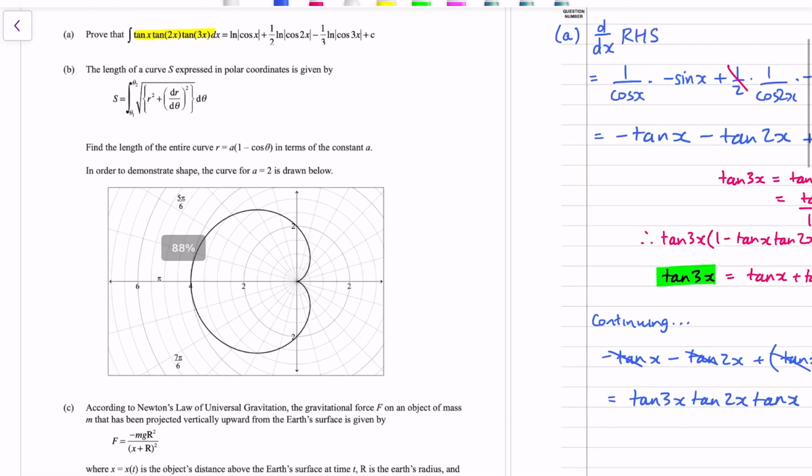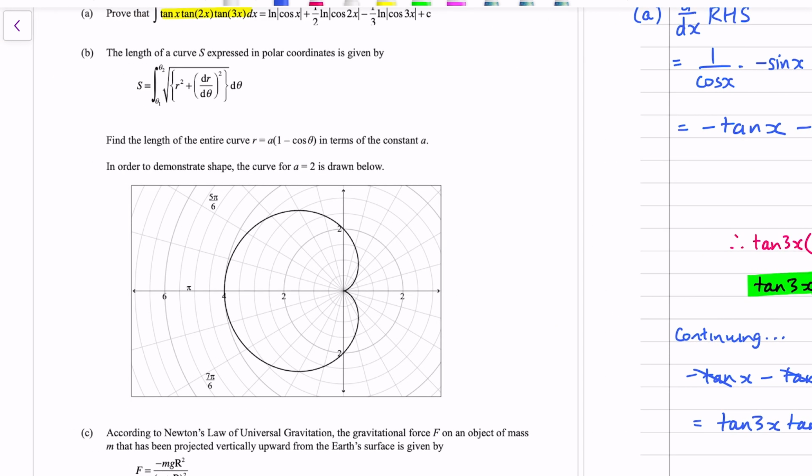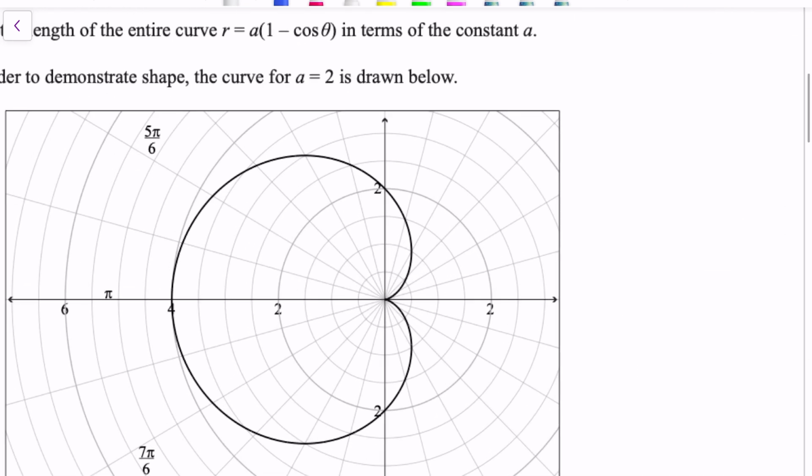Okay, question B. The length of a curve expressed in polar coordinates is given by the following equation. You can derive this if you're interested. On the internet you can find it, but what it's saying is from the origin, this here is r. And so r is changing depending on what theta is, and theta is this angle. So r is a function of theta.